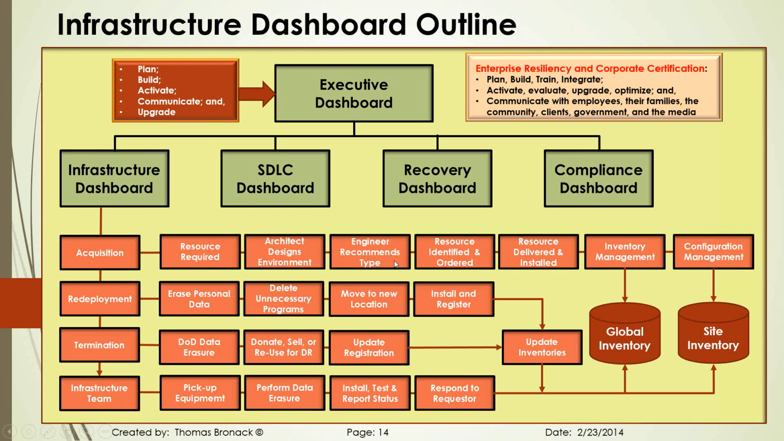And an engineer would come in and say, all right, for that type of equipment, you need an external storage device. Here are the types that we recommend. Then the resource would be identified and ordered, because of the type you recommended, you go through a selection process. The resource is then delivered and installed. And once it's installed, inventory is updated for the global environment, and configuration management is updated for the site's environment.